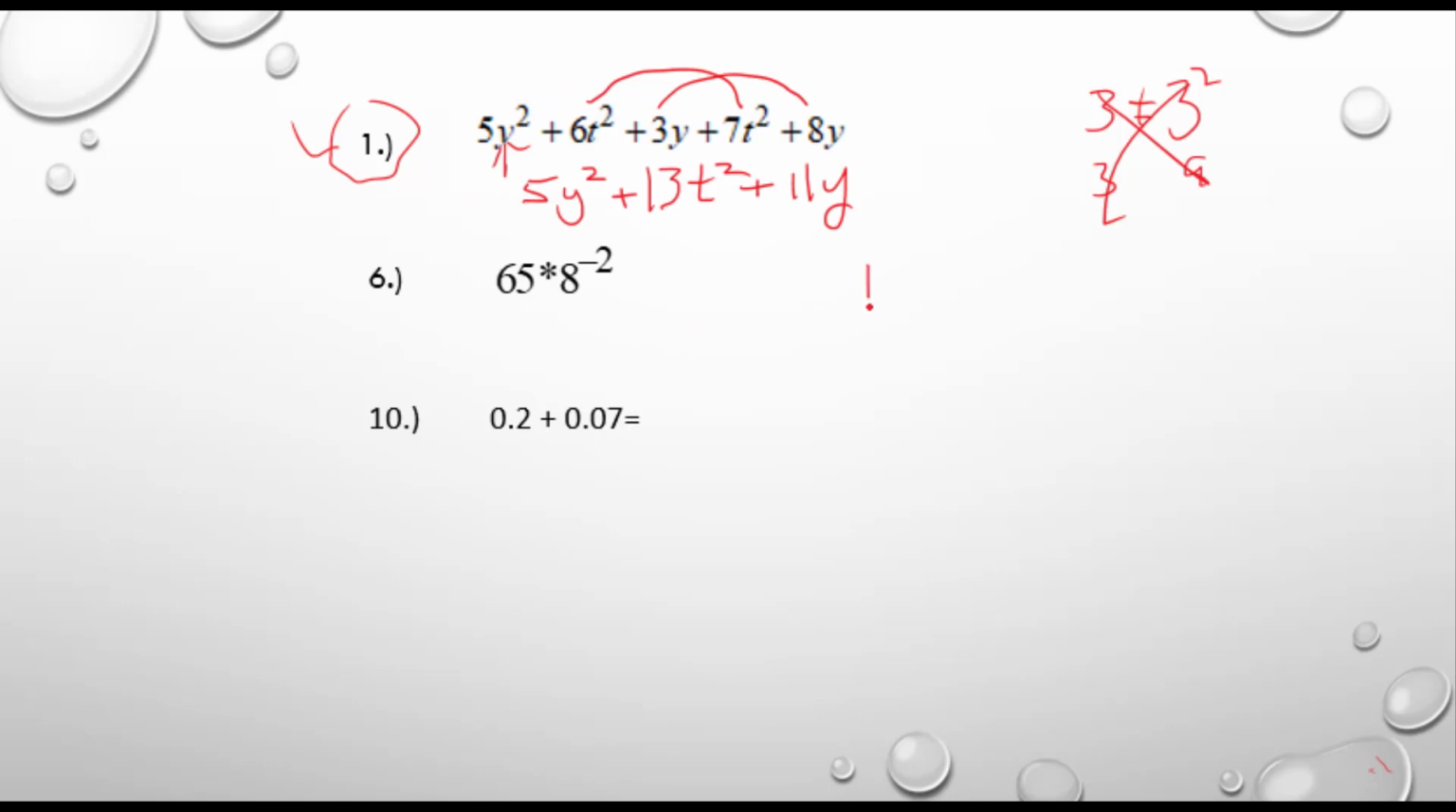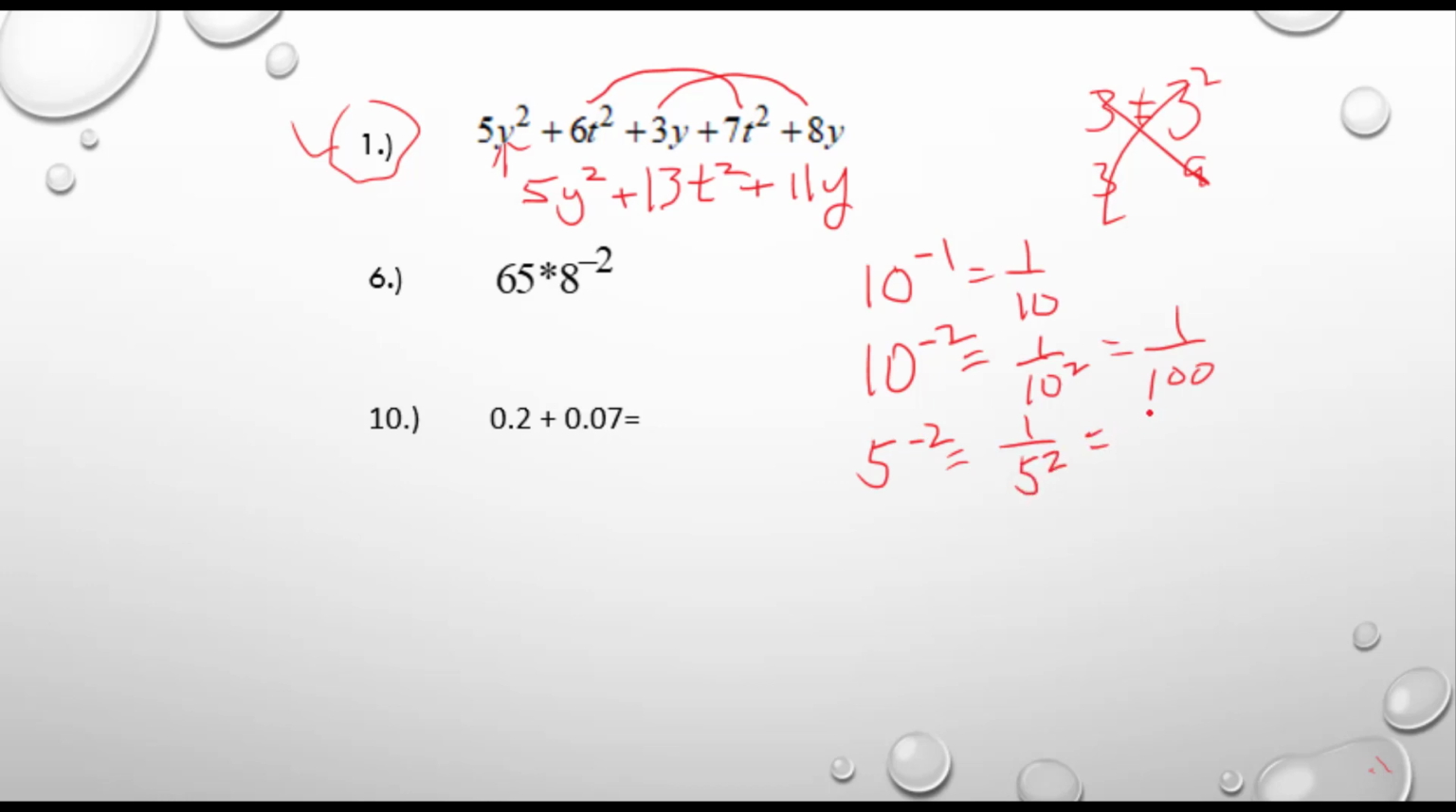Recall that 10 to the negative 1 means 1/10. Recall that 10 to the negative 2 means 1 over 10 squared, which is the same as 1 over 100. So 5 to the negative 2 means 1 over 5 squared. This is by definition, or 1/25. So 8 to the negative 2, I've got 65 of those. And 8 to the negative 2 is 1 over 8 squared, which is 1 over 64.